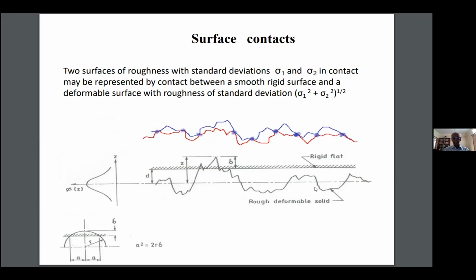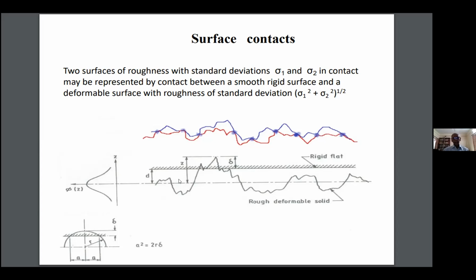A flat rigid surface is approaching slowly to the rough deformable surface, and as it approaches, it deforms starting from the top peak, and then it goes downward. That's what is shown here. We have a rough deformable surface and a flat rigid surface coming from the top. And here, for example, we have taken a rough deformable surface with a zero mean Gaussian probability density.